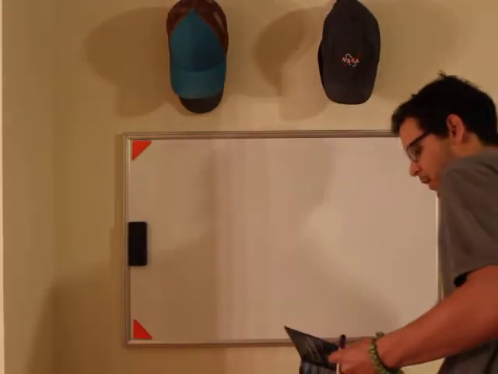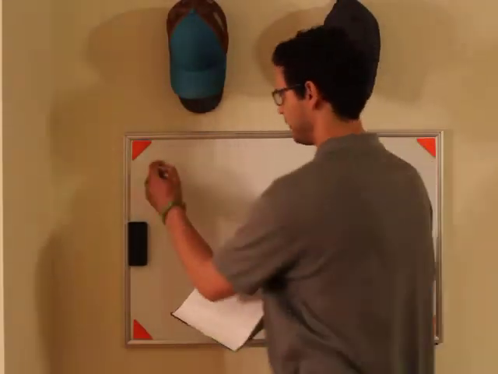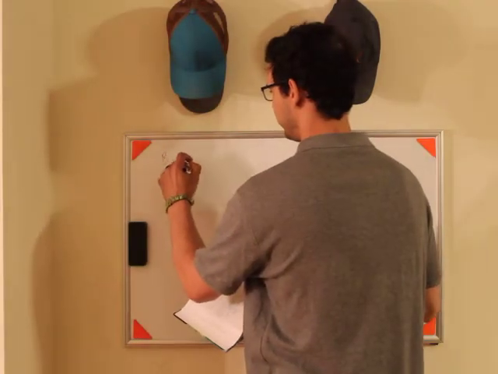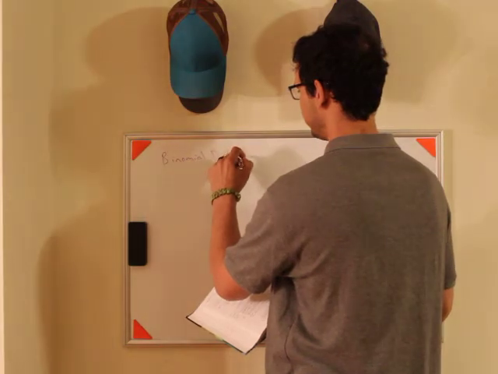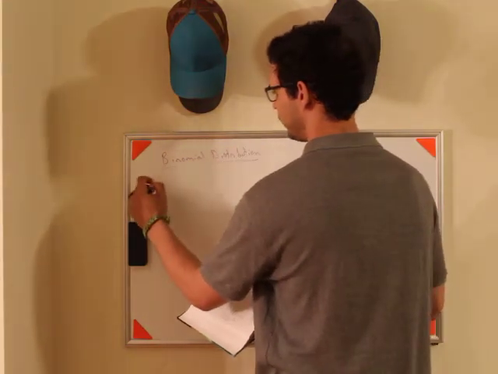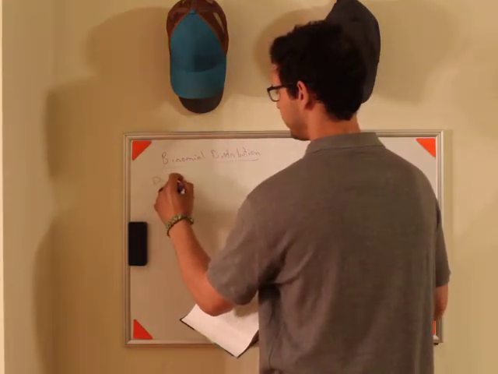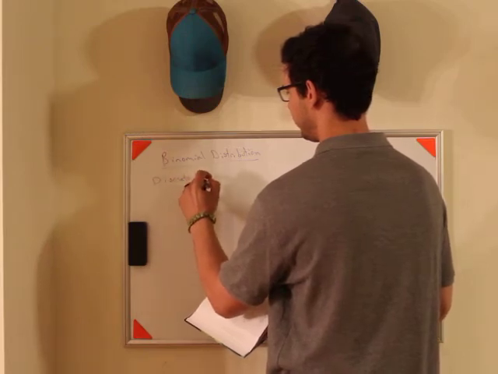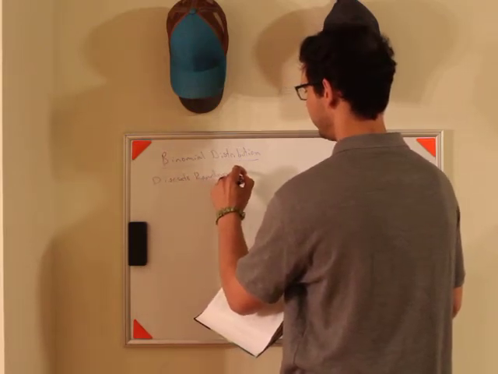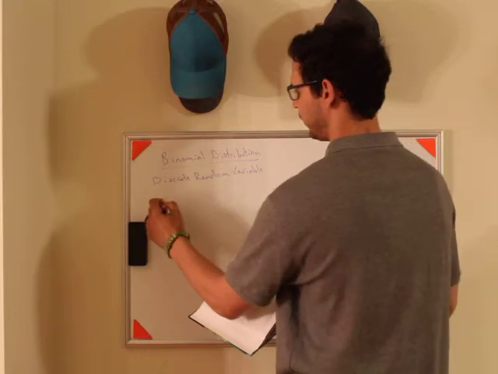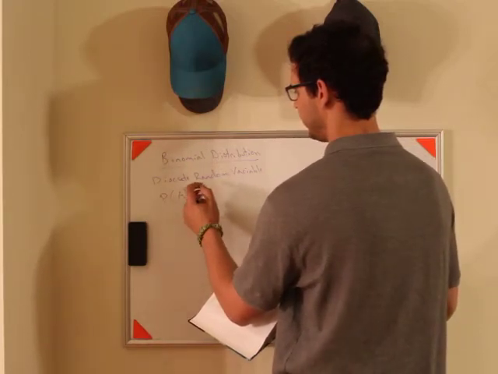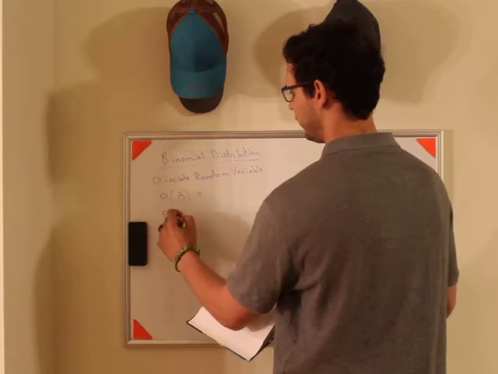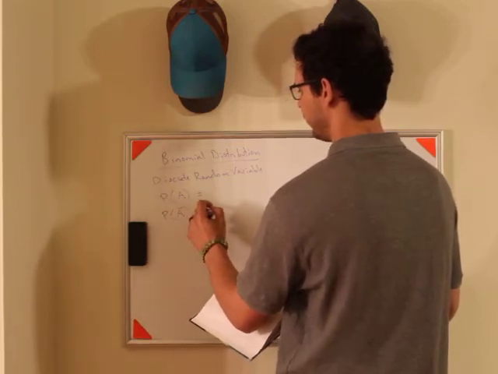Today we're going to talk about the binomial distribution. The binomial distribution is only for discrete random variables. Basically, you have the probability of an event A occurring is some value, and the probability that A does not occur is some other value.